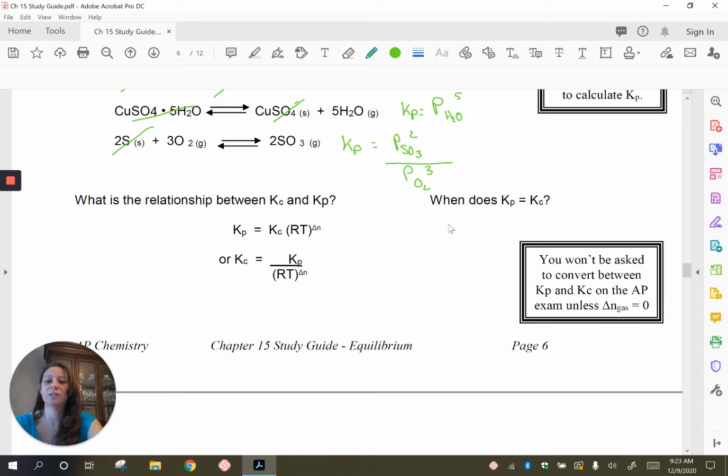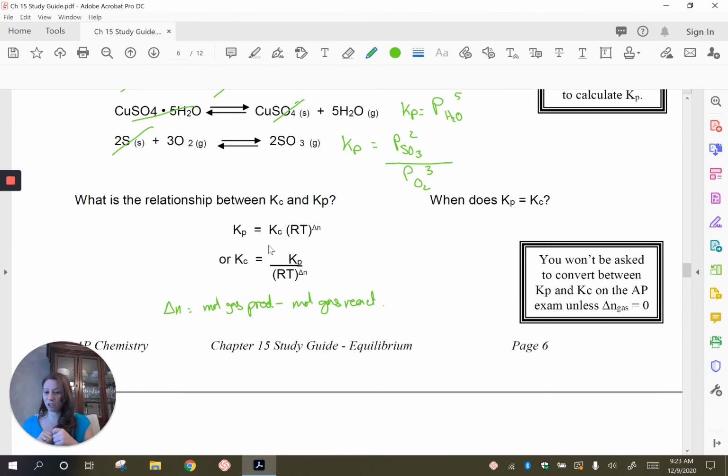So let's write that down. Delta n is moles of gas in products minus moles of gas in reactants. Again, you do not need to use these equations or convert between Kc and Kp. We used to have to do that, but they took that out of the AP exam. So this is just for your notes to know.